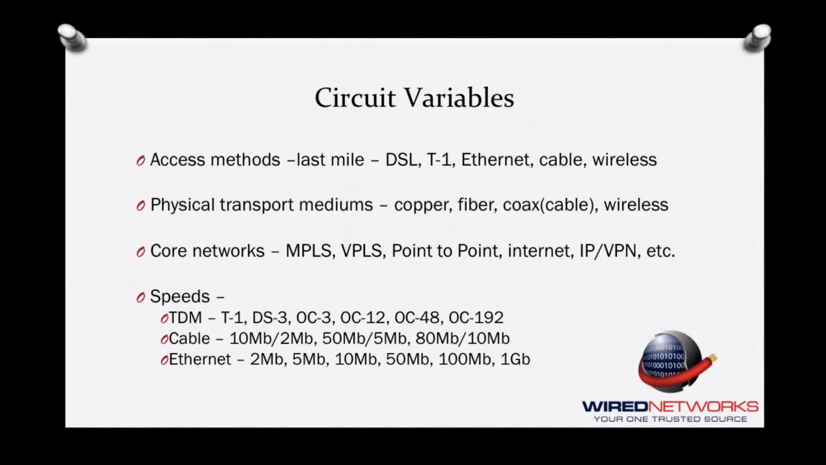Access types, DSL, T1, Ethernet, cable, these all are comprised of last mile. Physical transport mediums: copper, fiber, coax, and 4G, 3G wireless, also Wi-Fi. And then core networks: MPLS, VPLS, point-to-point, internet, IPVPN, and there's alphabet soup on how the carriers describe each one of those core networks. Of course, then there's different speeds. We've got TDM, cable, and Ethernet. I won't read those, but you can see there's multiple speeds. You probably are familiar with most of these.